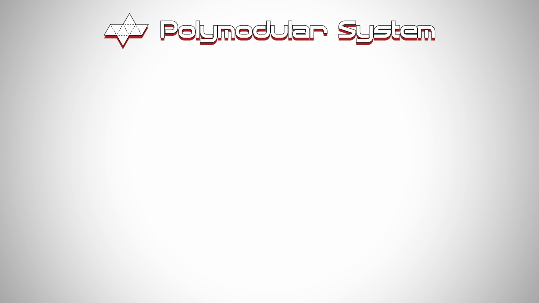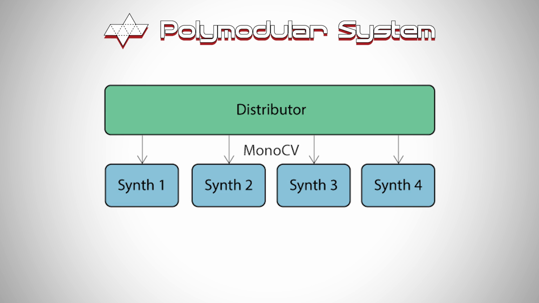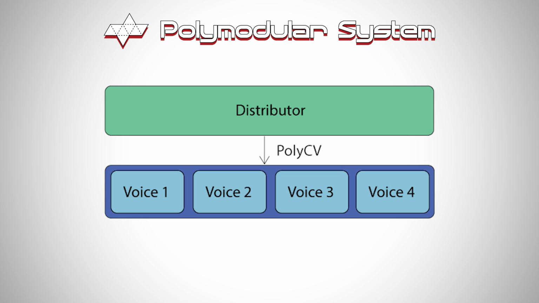So what is poly-CV? Poly-CV is a new type of CV signal developed by Blamsoft. Traditional gate and note CV signals have a single value and can only control synths monophonically. Poly-CV allows gate and note cables to send values on multiple channels. These channels are used in the polymodular system to control individual voices of the synth.